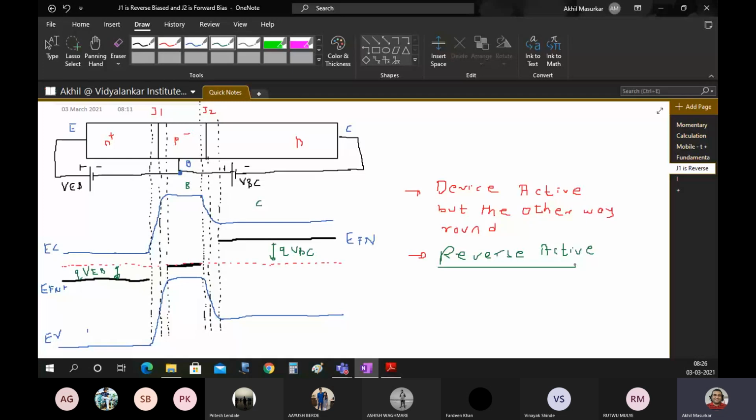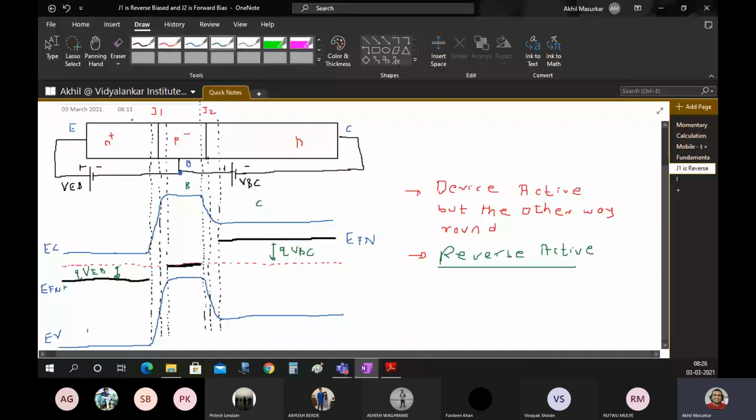Please draw this energy band diagram. Once you are done, just write done in the chat box. So here I am just noting it down that J1 is reverse bias, J2 is forward biased.